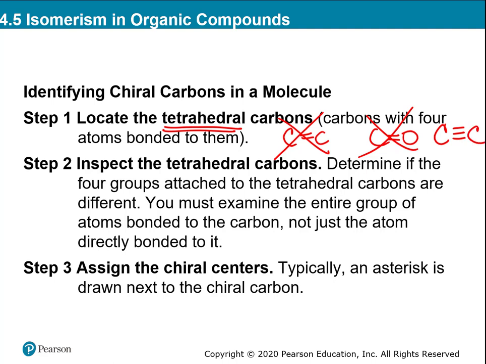So if you get a molecule, you can just X off any that are attached to a double bond. Whether it's a double bond to a carbon or a double bond to an oxygen, any that are double bonded, throw those out. You've got to have 4 single bonds. Then the second step is you're looking at the ones that are left, all the single bond carbons. They've got 4 single bonds.